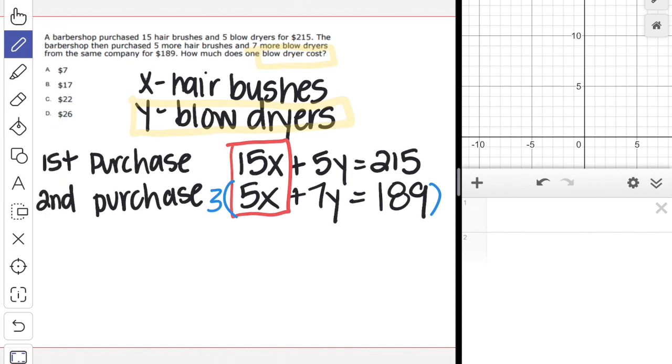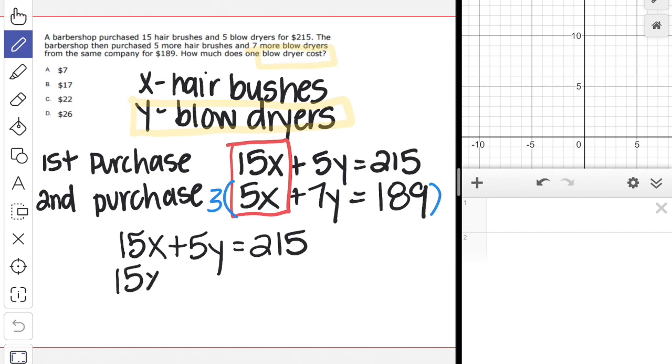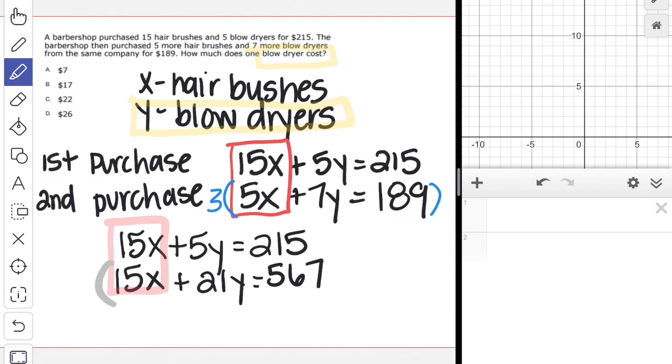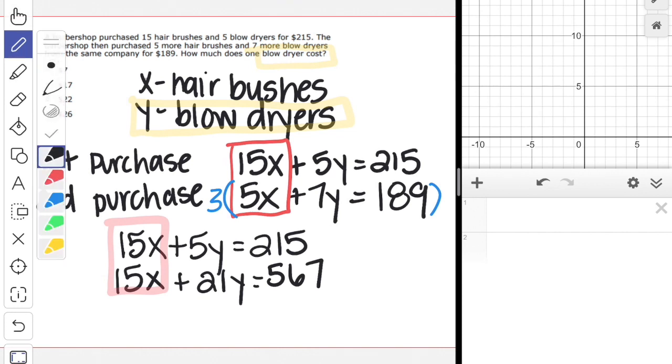Okay. So this is going to be, let me change colors back. This is going to be 15x plus 5y equals 215. Then if I multiply here, this is going to be 15x plus 21y, and 3 times 189 is going to give me 567. So now we do have matching coefficients. And since we have matching coefficients, you need to decide whether to add or subtract. And subtraction is going to be our way to eliminate here.